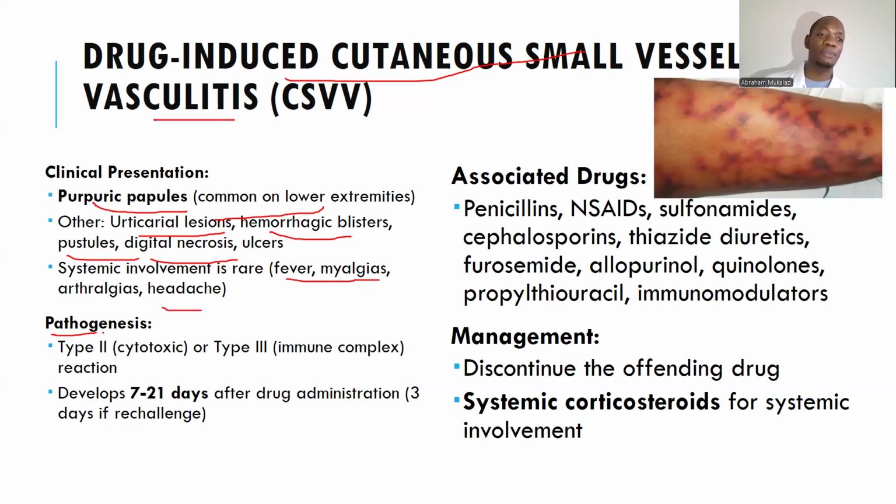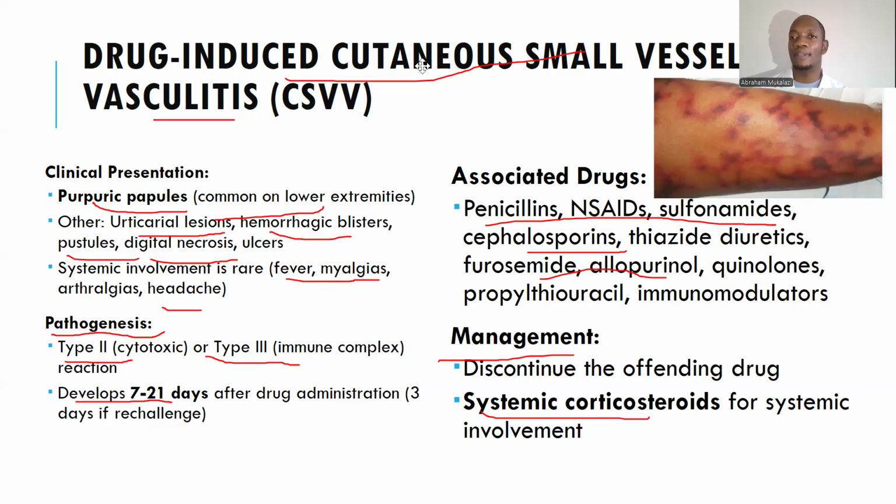This type of drug reaction is usually mediated by a type 2 hypersensitivity reaction mechanism, the cytotoxic type, or sometimes it is type 3, what we call immune complex mediated. And I've explained all those. It develops about 1 to 3 weeks after you've given your drug, and that's when you get the reaction. The associated drugs include penicillin, NSAIDs, sulfonamide, cephalosporins, the thiazide diuretics, furosemide, haloperidol, and the rest. The management still involves you stopping the drug, and then you can give systemic corticosteroids.